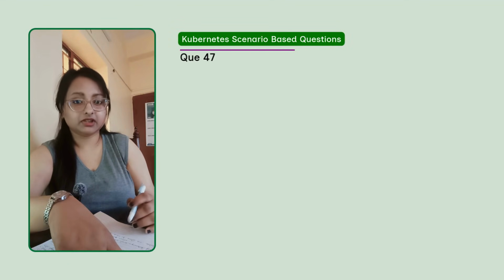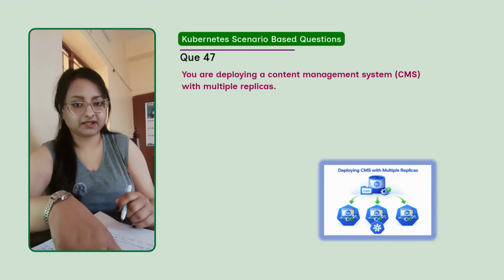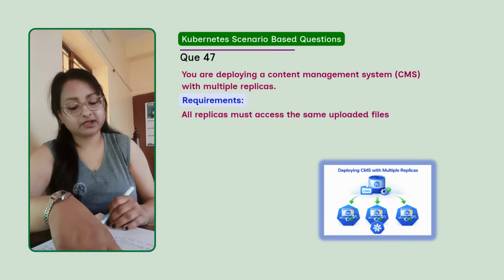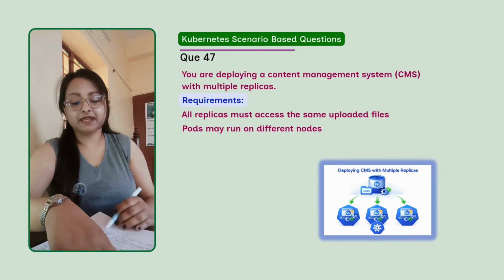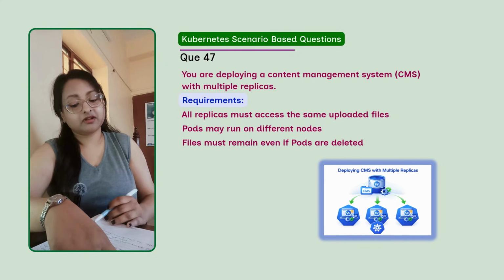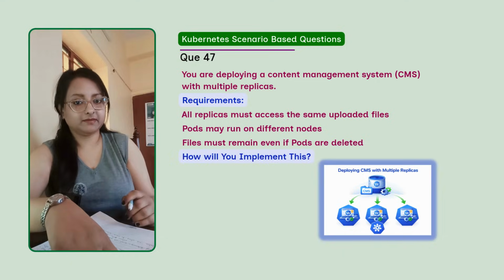Question number 47. You are deploying a content management system, CMS, with multiple replicas. The requirements are all replicas must access the same uploaded files. Pods may run on different nodes. Files must remain even if the pod is deleted. How will you implement it?